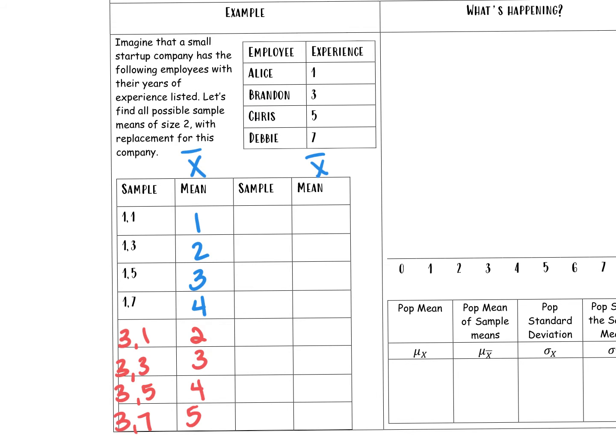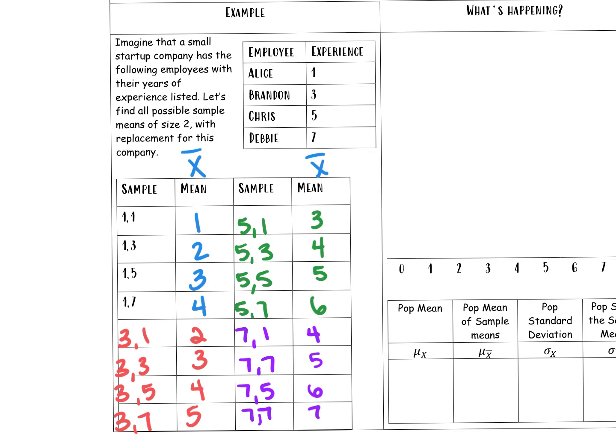Repeating that process with Chris next, I can pull Chris, who has 5 years, with Alice, Chris and Brandon, Chris with himself, and then Chris with Debbie. And again, if I find these means, notice the pattern here. This will just be 3, 4, 5, and 6. And then finally, if I pull Debbie first, I can do Debbie and Alice, Debbie and Brandon, Debbie and Chris, and Debbie with herself. Finding these means, this is just 4, 5, 6, and 7.